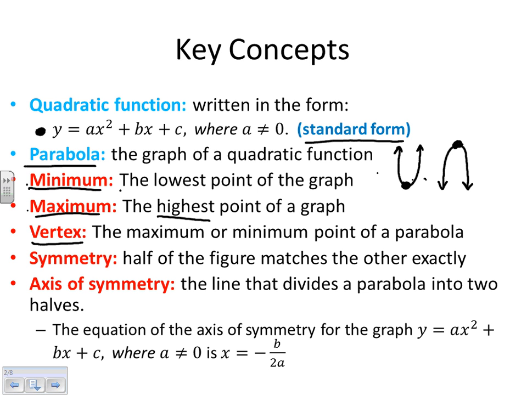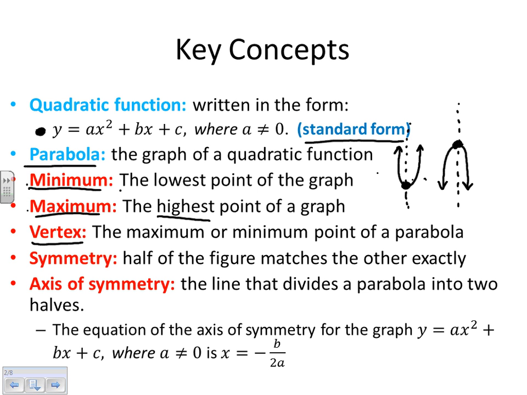And then we've got finally symmetry, which is half of the figure matches the other half exactly. And lastly, axis of symmetry. This is the line that divides the parabola into two equal halves. And that's, whoop, my line's not very straight there, but basically we're just splitting the parabola in half here, and that is what the axis of symmetry is.